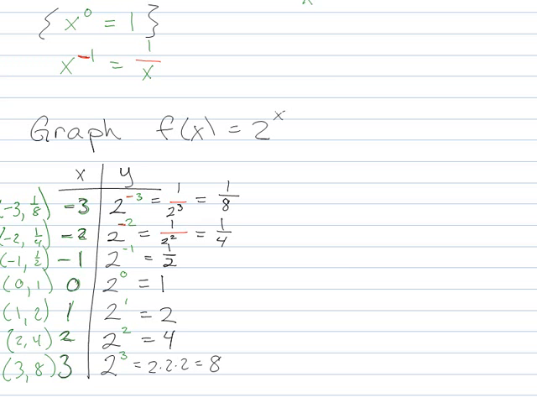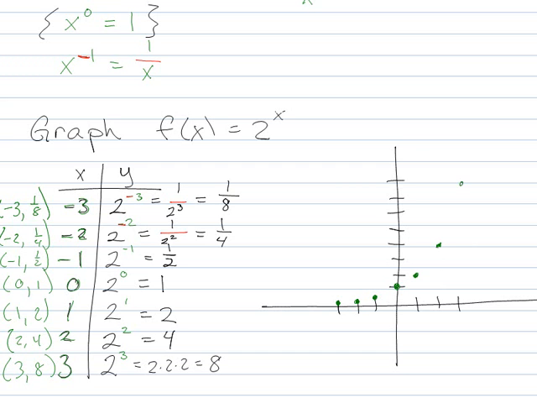Like that. Now, here we go. I'm gonna plot this thing. I'm gonna go something like 1, 2, 3, 1, 2, 3, 1, 2, 3, 4, 5, 6, 7, 8. All right. So I'm gonna start plotting my points. So I've got -3 and an eighth, which is kind of tiny down there. -2 and a fourth. -1 and a half. 0, 1. 1, 2. 2, 4.